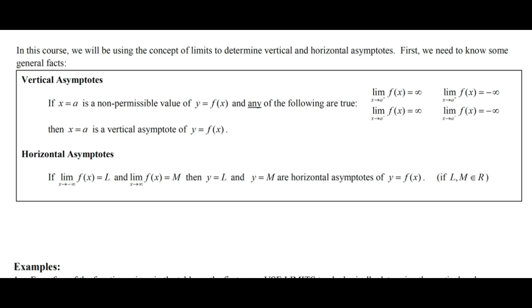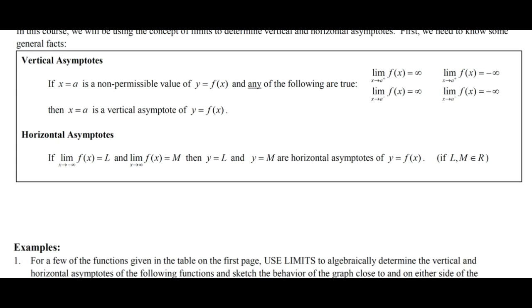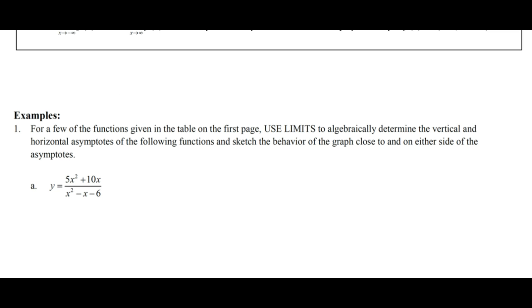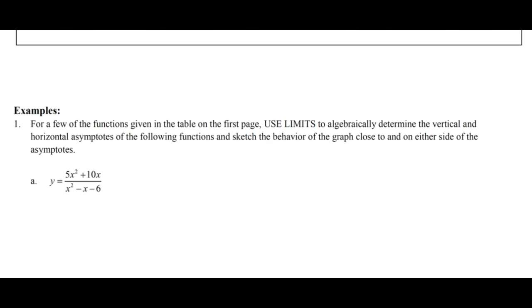Okay, horizontal asymptotes. If the limit as x approaches negative infinity of f of x is equal to L, and the limit as x approaches positive infinity of f of x is equal to m, then y equals L and y equals m, right, horizontal lines, are horizontal asymptotes of y equals f of x if L and m are real. Okay. So in other words, as we go to infinity, what's happening? Are we approaching a value?